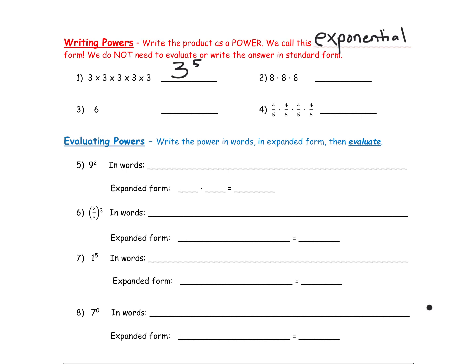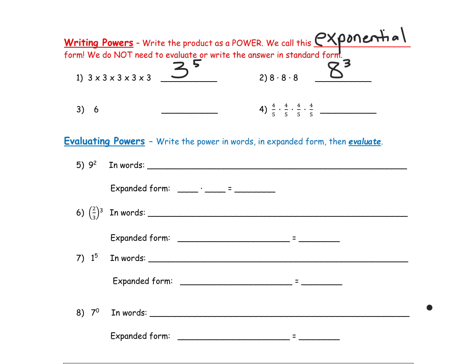For number 2, we have 8 times 8 times 8. Take a moment to answer number 2 and see what you get. The answer to number 2 is 8 to the third power, or 8 cubed.